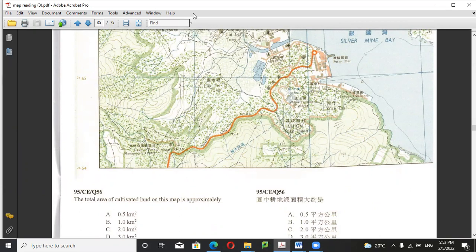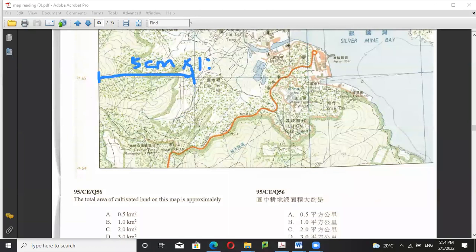If you are going to draw this one, it should be 5 cm. Then if we times by 1 to 20,000, which is 1 cm to 200 m, then it should be 1 km length in reality.